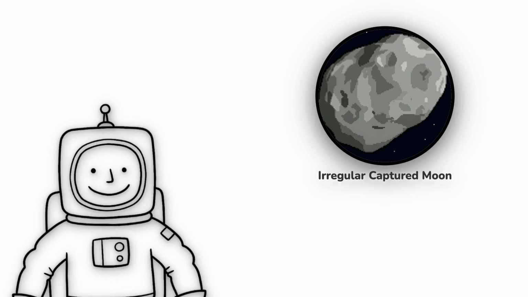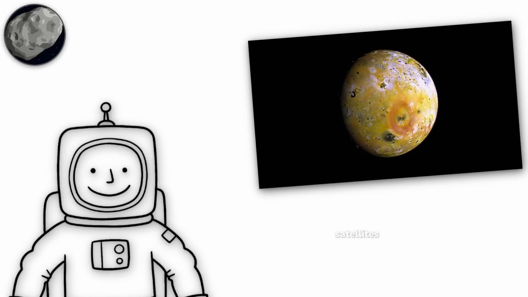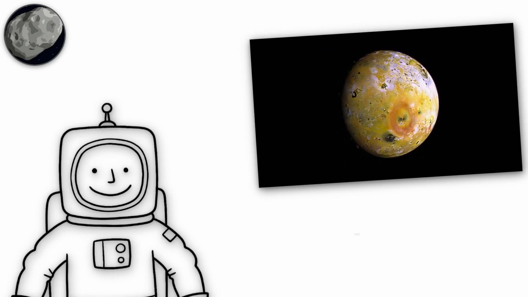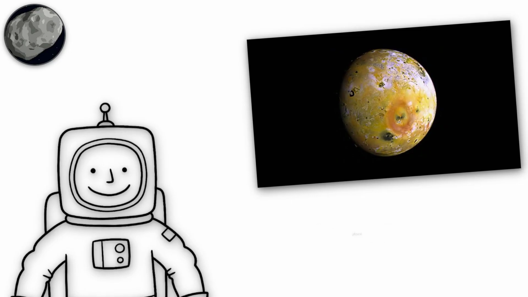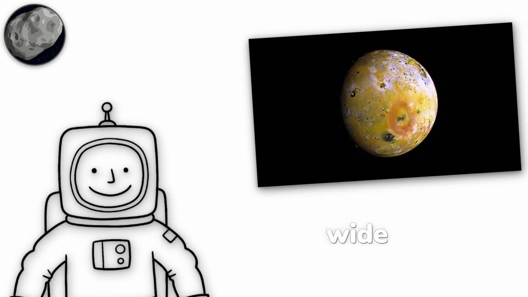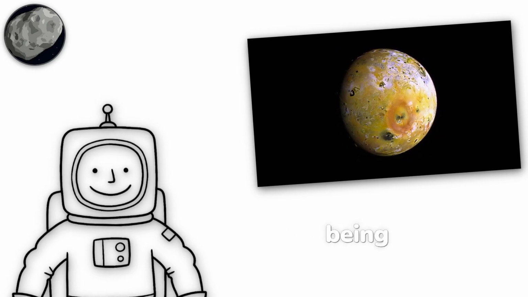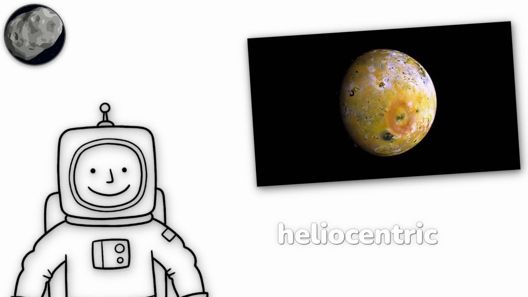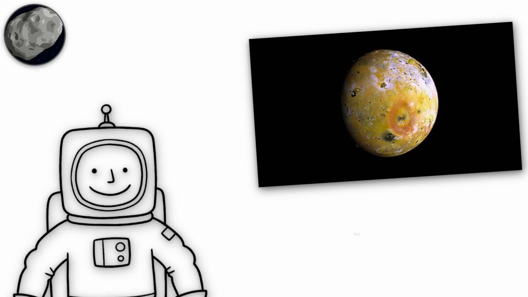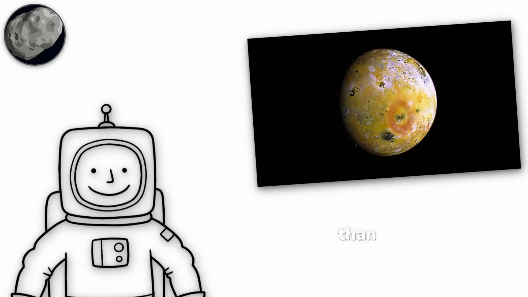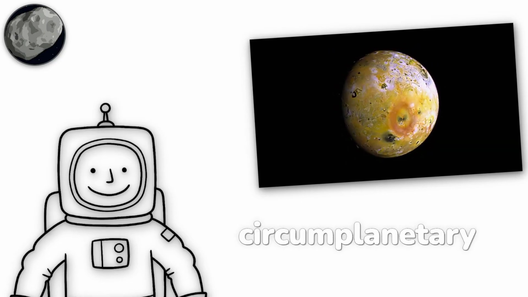Irregular captured moon. Irregular moons were natural satellites whose orbits communicated immediately and unambiguously that they had not formed in place around their parent planet, but had instead been captured from elsewhere. Their wide, eccentric, and inclined orbits being the gravitational fingerprint of objects that had approached the planet from heliocentric orbits and been captured into permanent bound orbits through some energy dissipating mechanism rather than being born within the planet's circumplanetary disk.